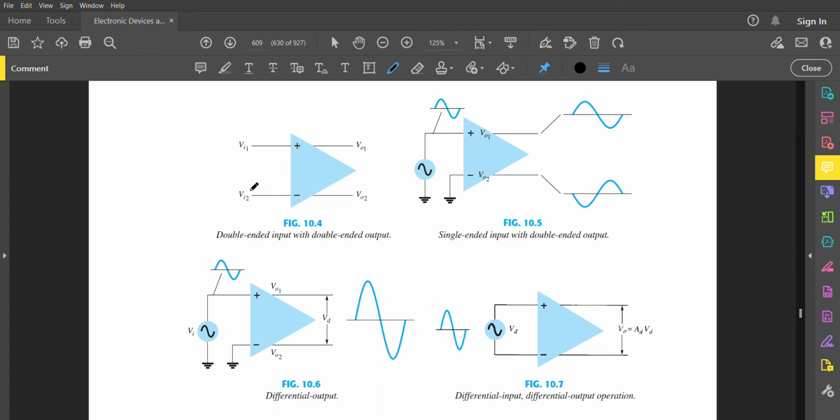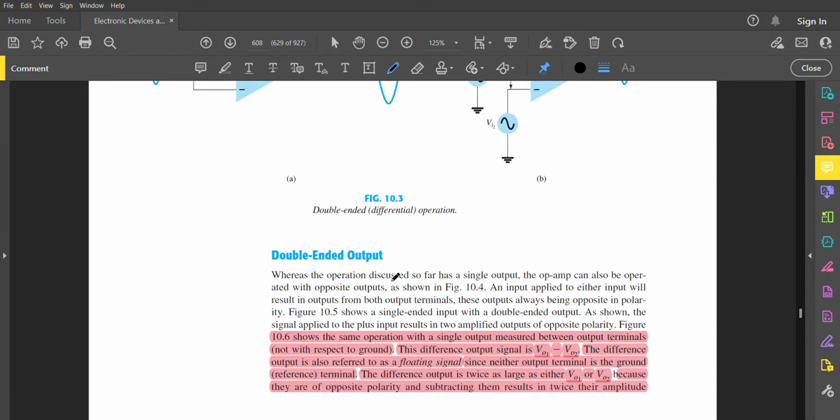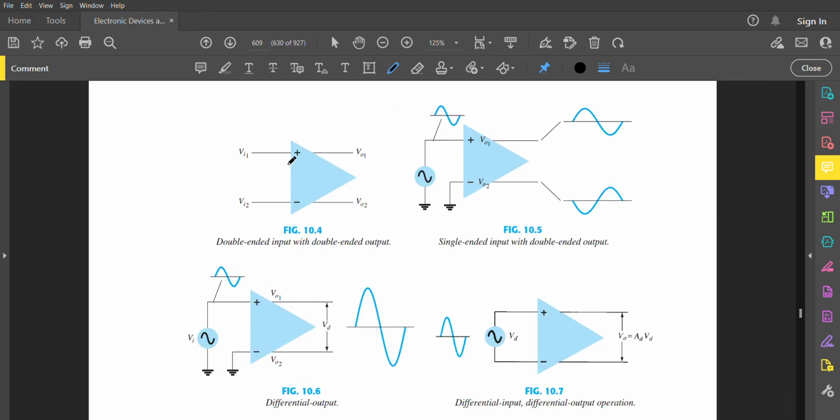So as you can see, we are reading the double-ended output of an operational amplifier and how we can analyze its function, and we can see its fabrication. What we can say is that if we apply two input signals, V1 and V2, we get two output signals as shown in the book, that is V output 1 and V output 2. This can also be done by applying an input signal to either of the ends.